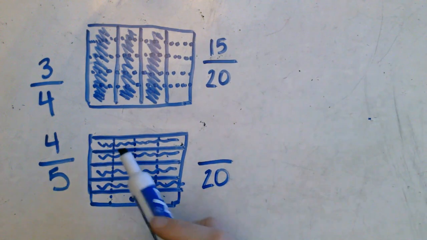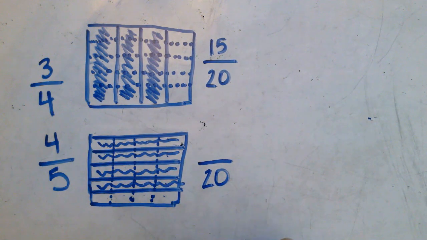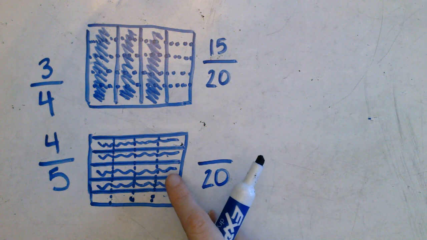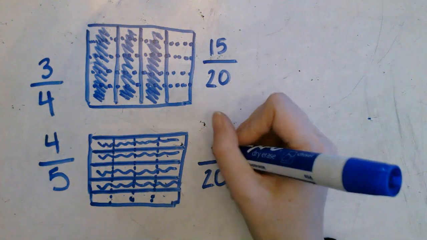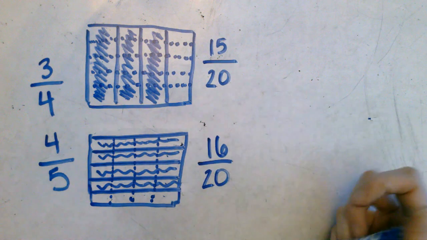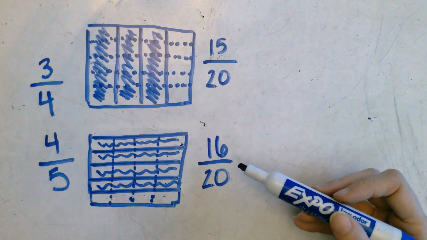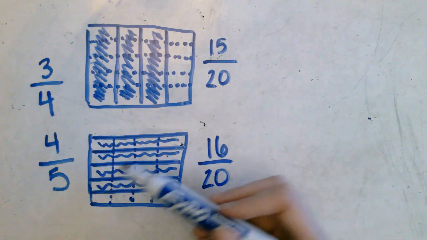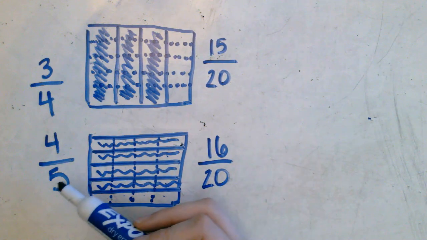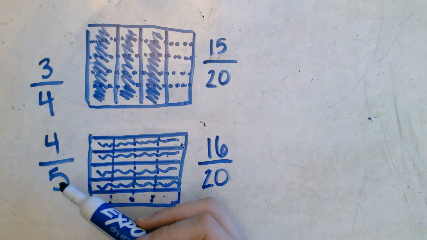And if we were to count how many were in the shaded area, pause the video and count how many you have shaded in on the bottom. Come back when you're ready to see the answer. The correct answer is 16. 16 is the number shaded in, making 16/20ths equivalent to 4/5.